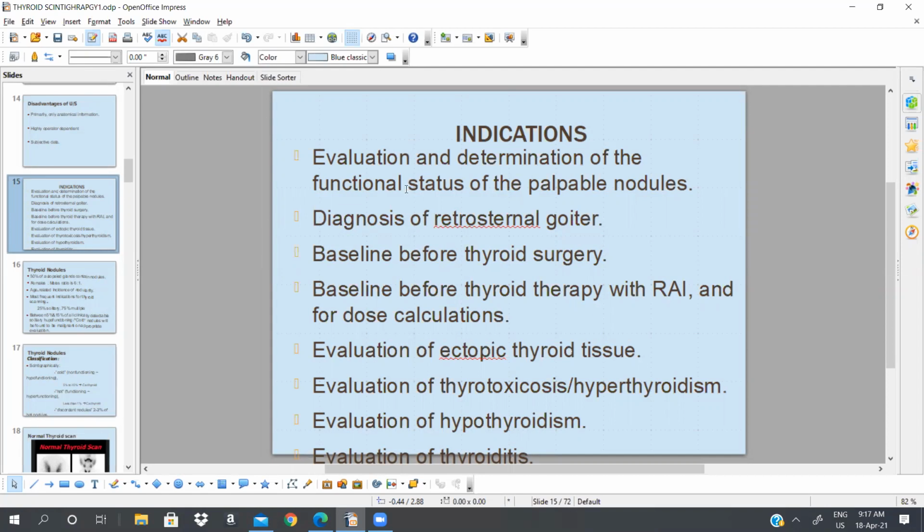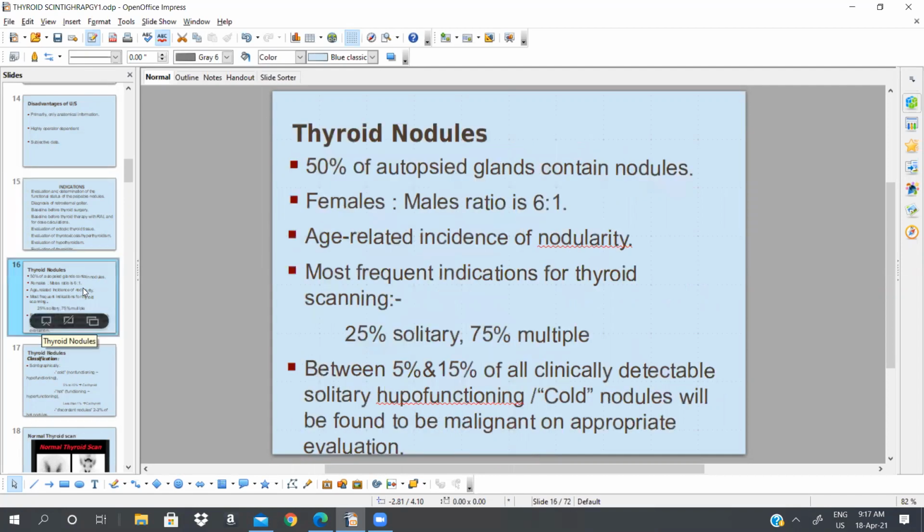Okay, let's talk about the most commonly encountered nodules, which is popular. 50% of autopsied glands contain nodules. The ratio between male and female is more common in female, 6:1, and it's an age-related incidence of nodularity. It is the most frequent indication for thyroid scanning. 25% you will find solitary, and in 75% of cases you will find multiple nodules. This is very important. Between 5 and 15% of all clinically detectable solitary hypofunctioning nodules, we call them cold nodules, will be found to be malignant on appropriate evaluation.